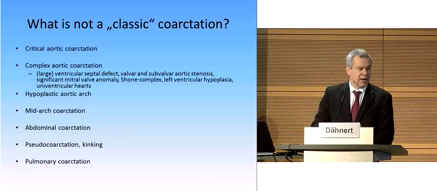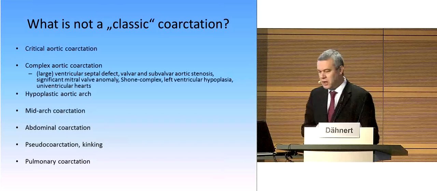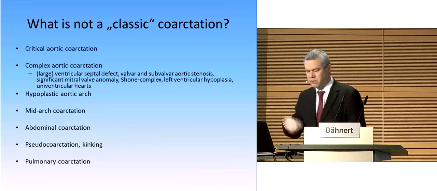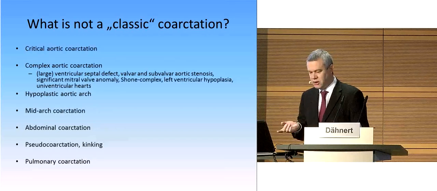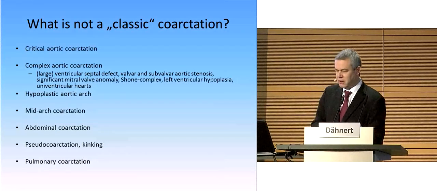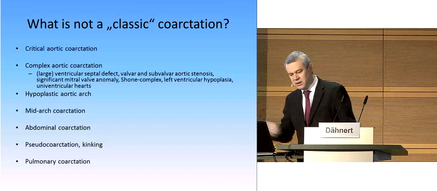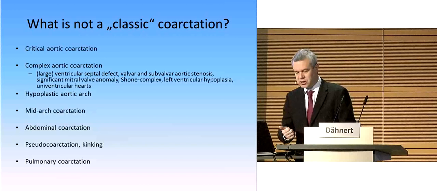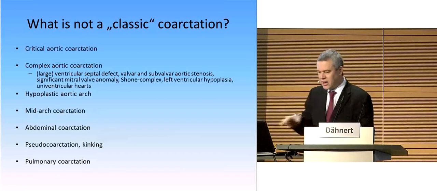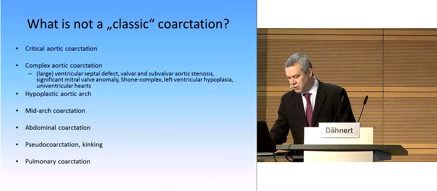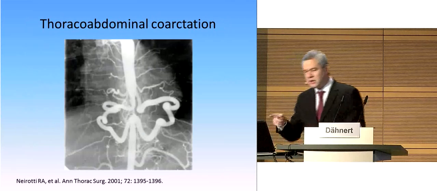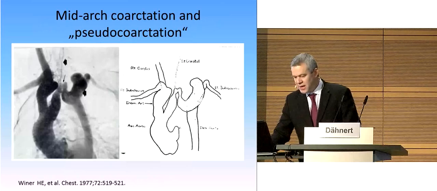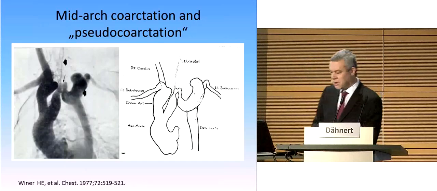What is not a classical coarctation is a critical coarctation, or a complex coarctation with a lot of associated lesions, or a hypoplastic arch, or a mid-arch coarctation, or an abdominal coarctation, or a pseudocoarctation. If all these are not classic coarctation, then this makes my talk very, very easy. So that's, of course, not a classical coarctation. That's also not a classical coarctation.